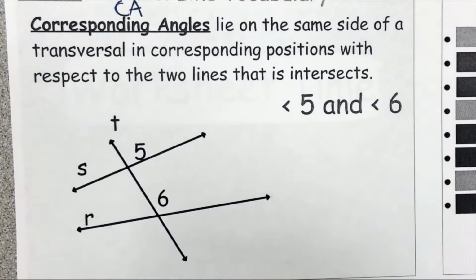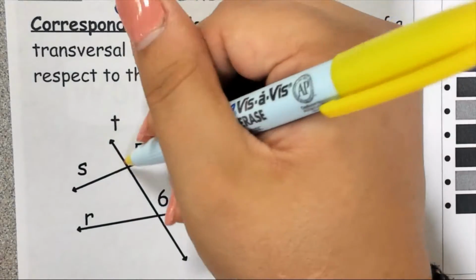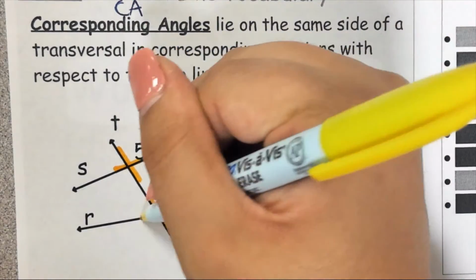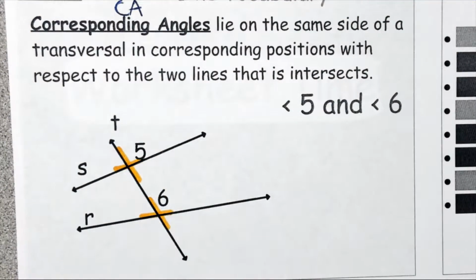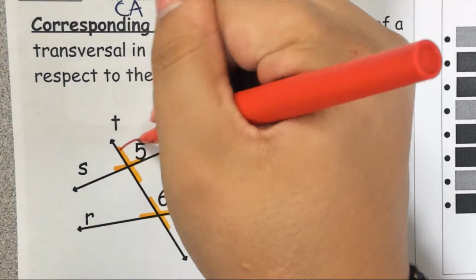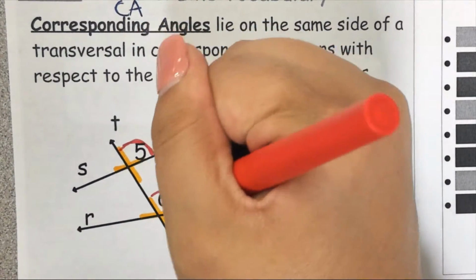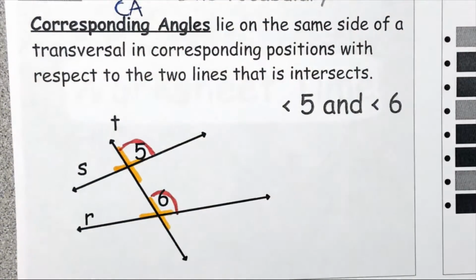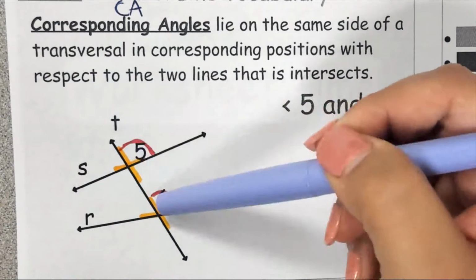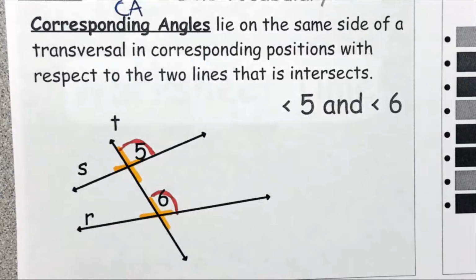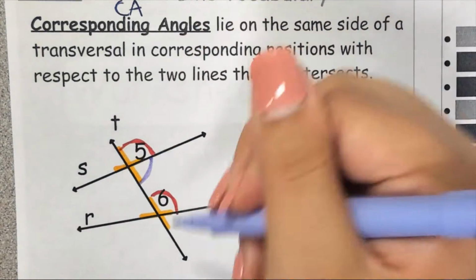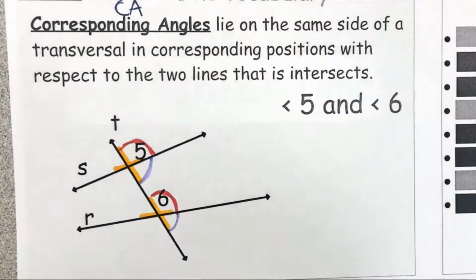So the way that I always do this one is if I have a transversal, they're intersections, right? Do you see how this is on the top right-hand side of that intersection, and this is on the top right-hand side? Those are corresponding angles. They correspond because they're in the same spot, top right. This is the bottom right, and this is the bottom right. So those are corresponding angles.